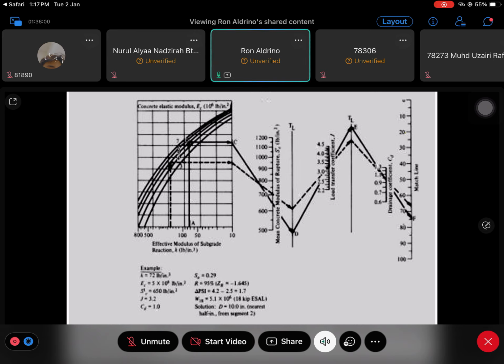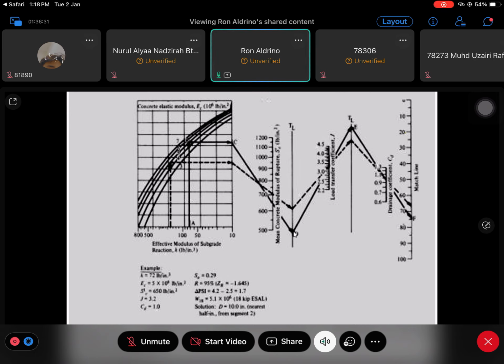And then you draw a straight line towards C. From C, you look at the given value of mean concrete modulus of rupture, Sc. Here it is already given as 650. So you find the value 650, somewhere here. Then you draw a straight line touching the transiting line. This TL is the transiting line.